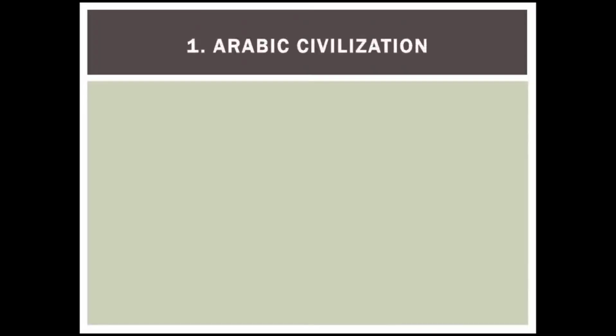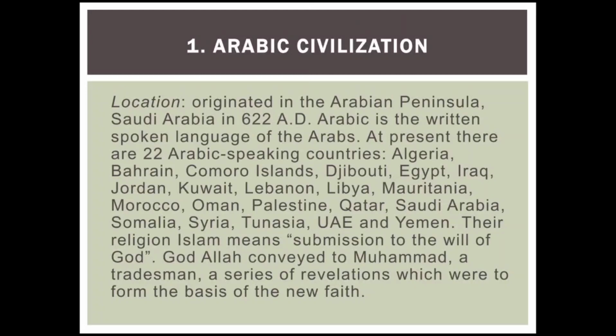One, Arabic civilization originated in the Arabian Peninsula, Saudi Arabia, in 622 AD. Arabic is the written and spoken language of the Arabs. At present, there are 22 Arabic-speaking countries: Algeria, Bahrain, Comoro Islands, Djibouti, Egypt, Iraq, Jordan, Kuwait, Lebanon, Libya, Mauritania, Morocco, Oman, Palestine, Qatar, Saudi Arabia, Somalia, Syria, Tunisia, UAE, and Yemen.